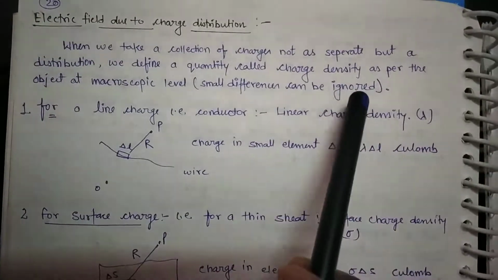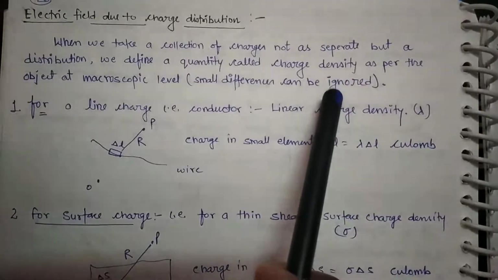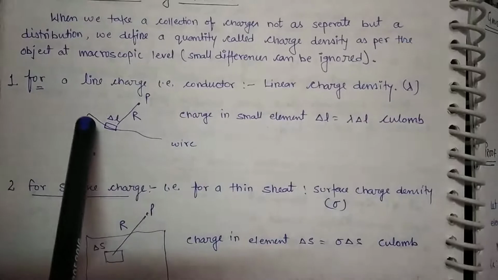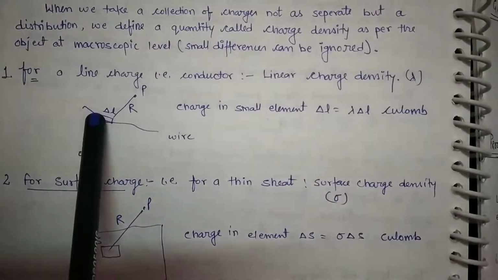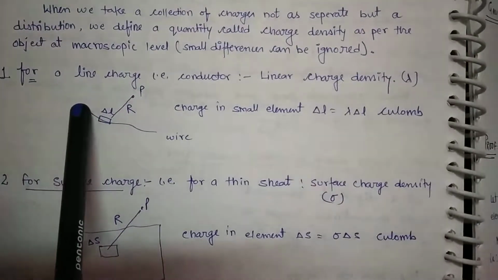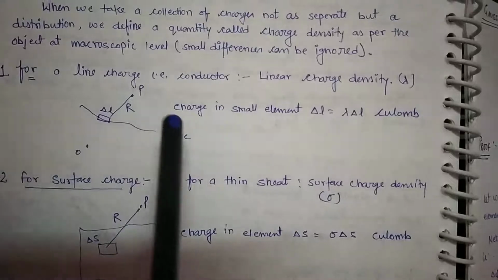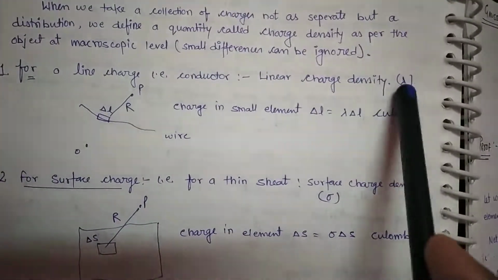So the distribution can be understood if we take it as a uniform distribution. Like say, if I have a wire of certain length, let me take all the length to have an equal amount of charges. Suppose there are 1000 charges in a particular length. So this is called uniform charge distribution. And for this we have a new parameter called linear charge density. We represent it by the Greek symbol lambda.